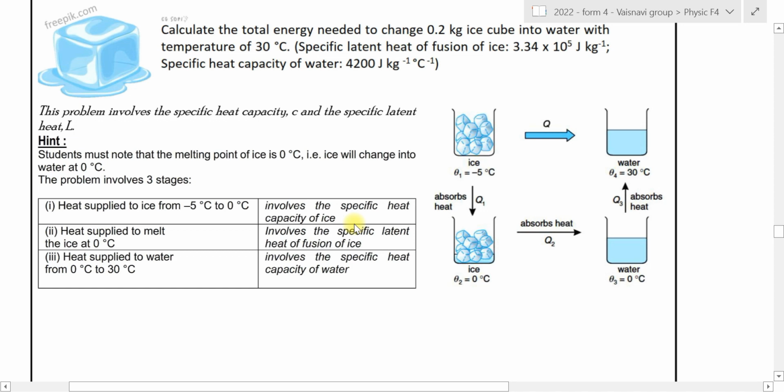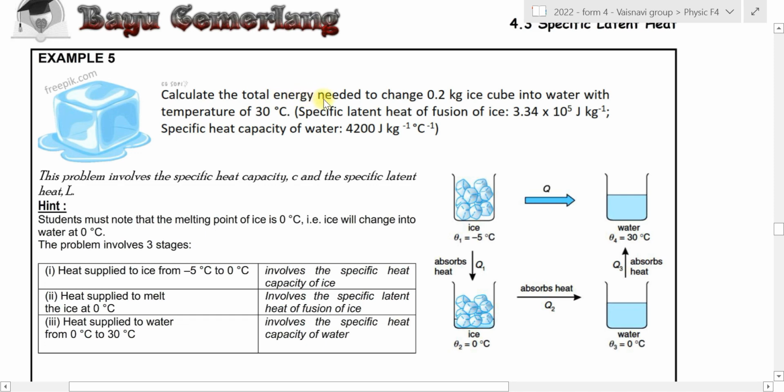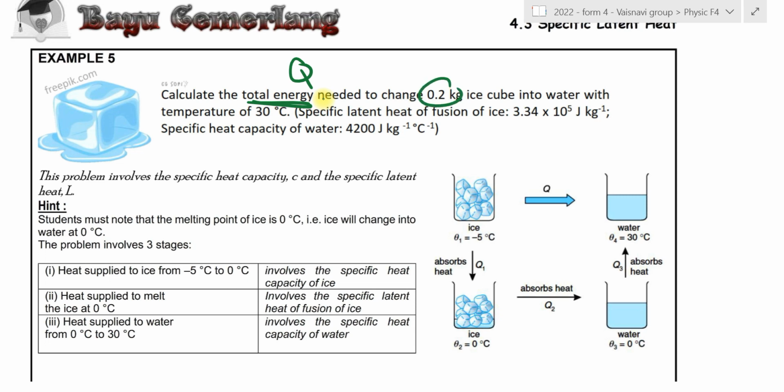Example 5. Ini question macam ni kena careful. Calculate the total energy needed, Q lah. Total energy needed to change 0.2 kg of ice cube into water with temperature of 30 degrees Celsius. It is given that latent heat of fusion is 3.34 power 5 and specific heat capacity of the water is 4200. This problem involves the specific heat capacity and the specific latent heat. Dua-dua pun terlibat. Sebab ice becoming water, latent heat of fusion.